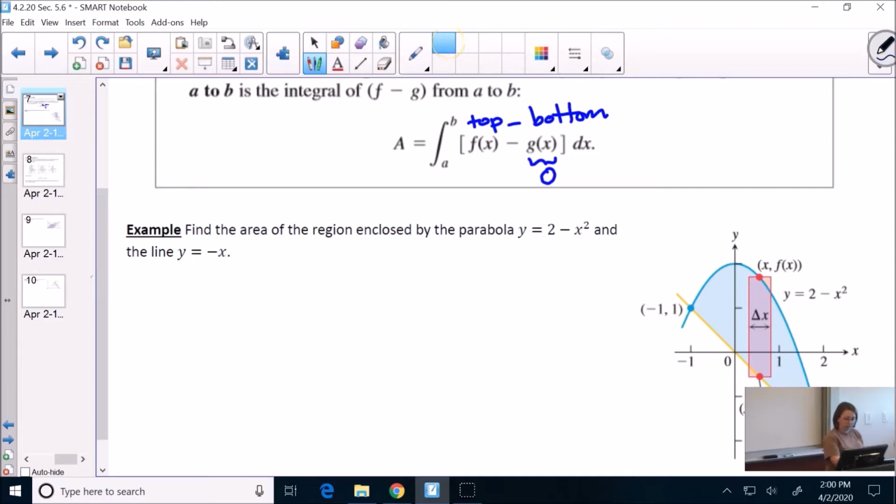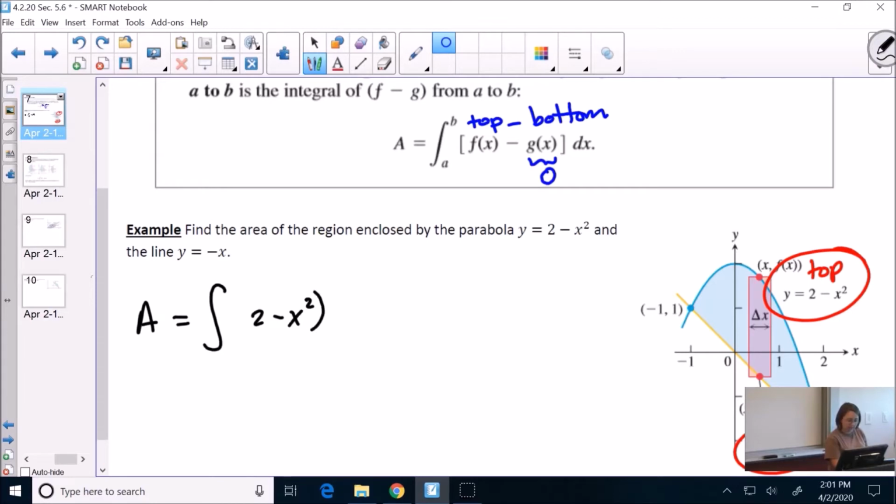So we're going to make some notes here. Let's see, the blue curve is 2 minus x squared, so this is our top. And the bottom is a straight line, negative x. So when we go to integrate, our area is the top, 2 minus x squared, minus the bottom, which was a negative x. Then what you have to figure out is your limits of integration.